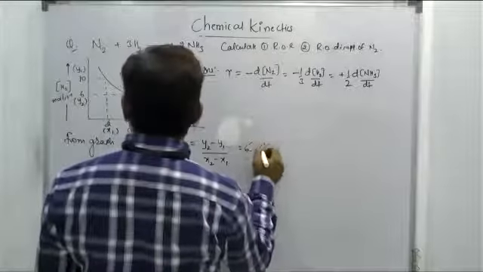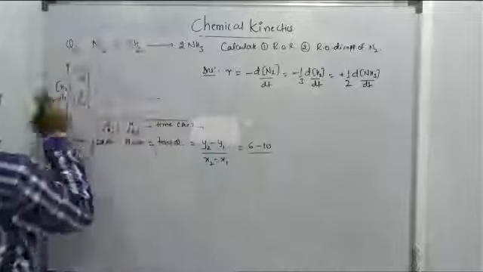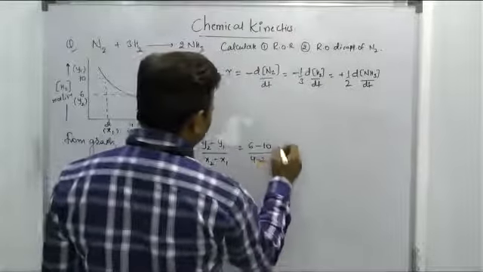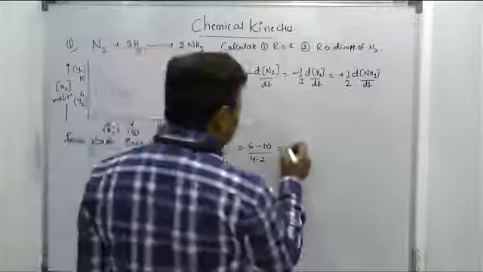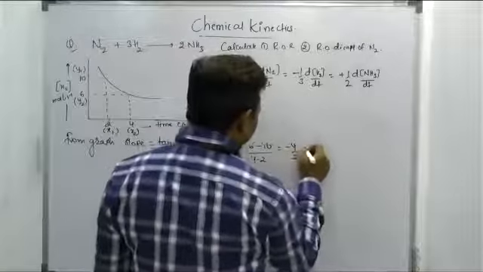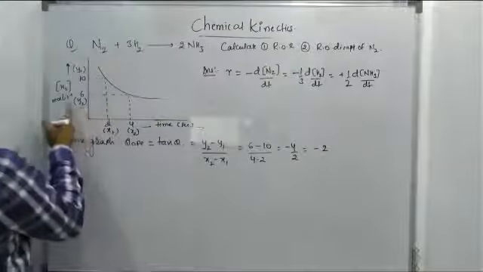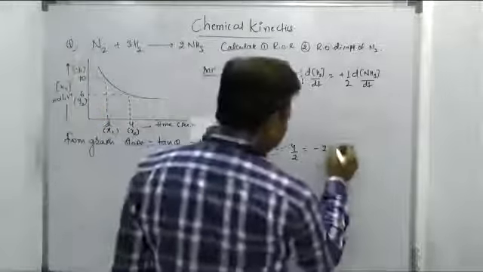Right, beta, minus of 10. 6 minus of 10, divided by 4 minus of 2. That is equal to 6 minus 10, divided by 4 minus 4 by 2. That is equal to minus of 2. And this is the value we are getting.